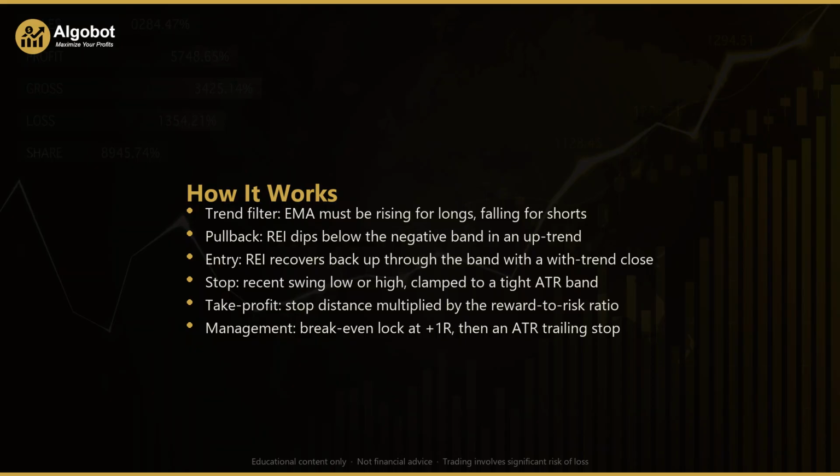The short side is the exact mirror. The reading pushes above +40 during a rally inside a downtrend, then falls back down through +40 on a bar that closed lower than it opened, and the strategy signals a short.